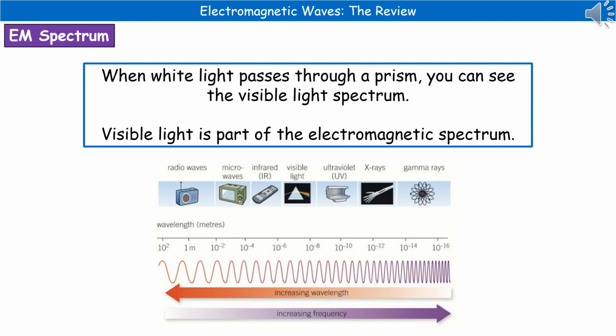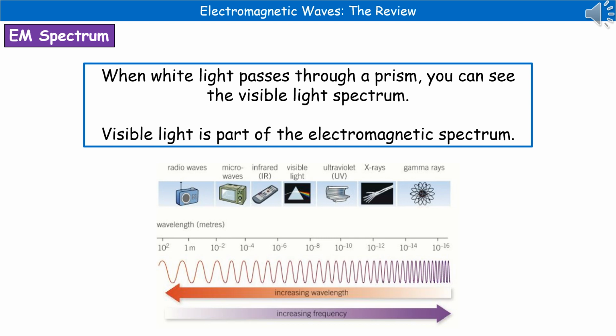So what you need to be able to do with this is not only recall the names of the 7 different types of wave that we have on our EM spectrum, but you also need to know the correct order for them. So that if they were to ask you to place them in order of increasing wavelength or increasing frequency, you could do this.